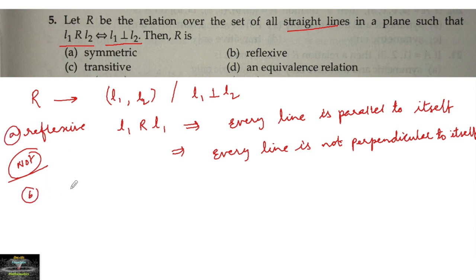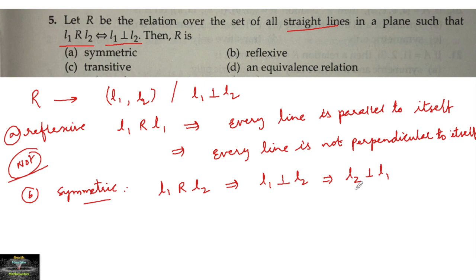And coming to the next one, symmetric. Let L1 be related to L2, which implies that L1 is perpendicular to L2, which also implies that L2 is perpendicular to L1. If one line is perpendicular to another line, then automatically the other line is also perpendicular to the first line. So L2 is related to L1. As L1 is related to L2 implies L2 is related to L1, we can say this relation is symmetric.